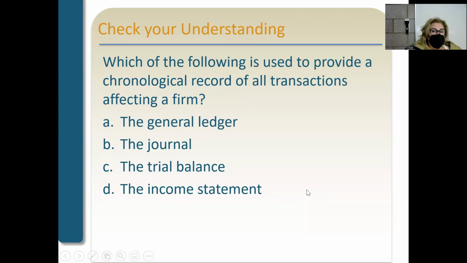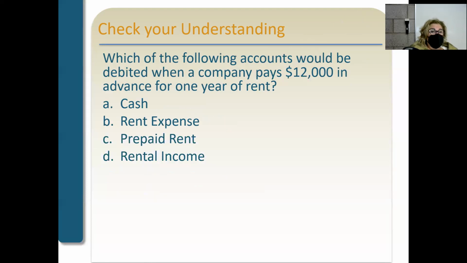Which of the following is used to provide a chronological record of all transactions affecting the firm? The journal. Know this, they might ask you this on your quiz. And which of the following accounts would be debited when a company pays $12,000 in advance for 1 year of rent? Prepaid rent. Excellent. Prepaid rent, which is an asset, right?